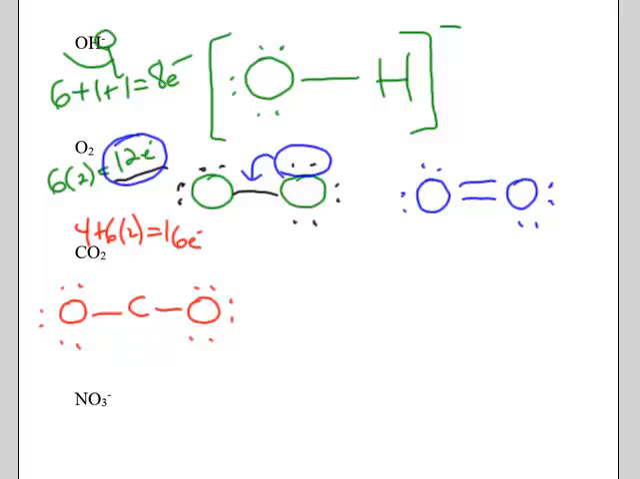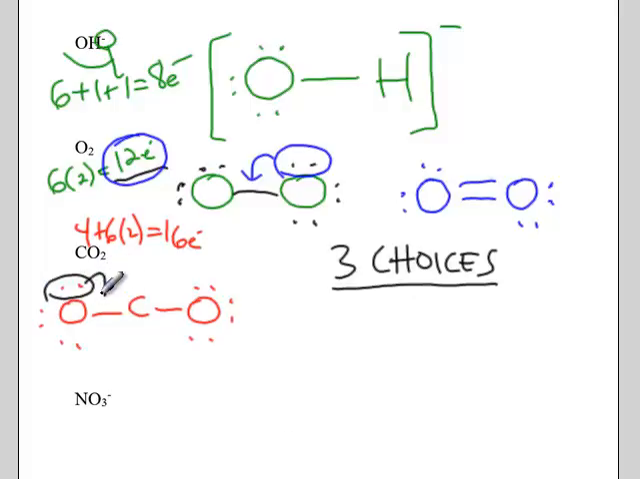So we actually have 3 possibilities. We have 3 choices, 3 different ways that we can move electron pairs to satisfy the octet rule. One choice is move 2 electron pairs from the left and turn them into bonding electrons. If we do that, we'd end up with 1 lone pair on the left and then a triple bond to the carbon, and the one on the right is unchanged with single bond and 3 lone pairs.